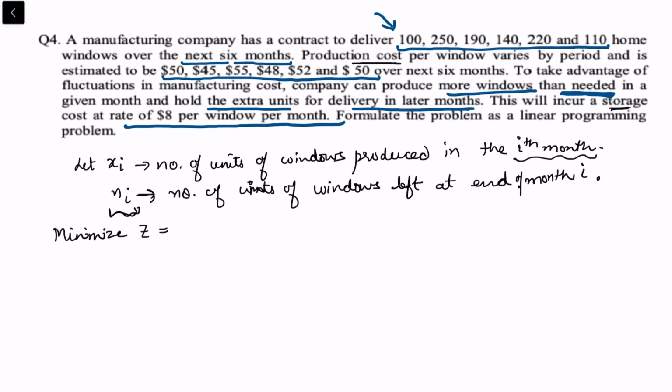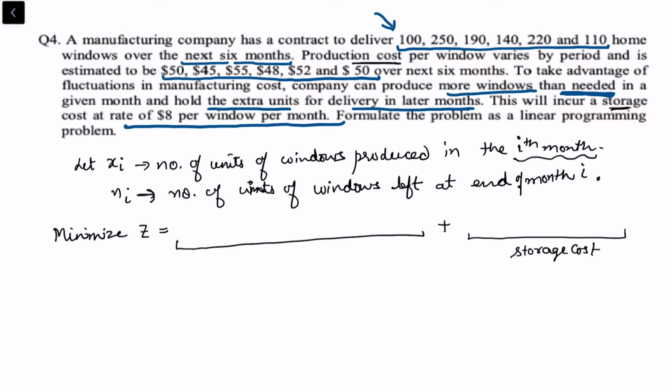Now there are 2 costs involved in our problem. One is the production cost and another is the holding cost. Holding means the windows that we are keeping or storing for use in the next month. So I will first write the production cost and then I will write the storage cost, and both obviously have to be added. Now the production cost is very simple. We have taken xi, and we know that i lies between 1 and 6. There are 6 months we are talking about.